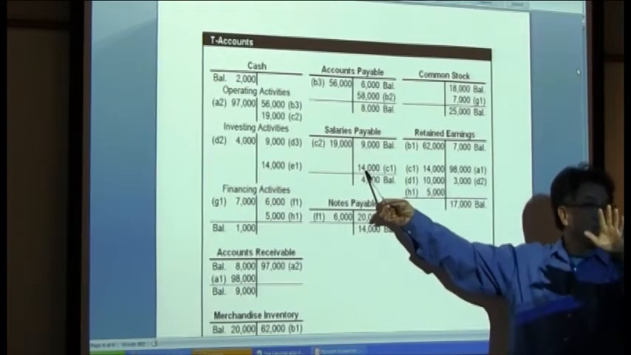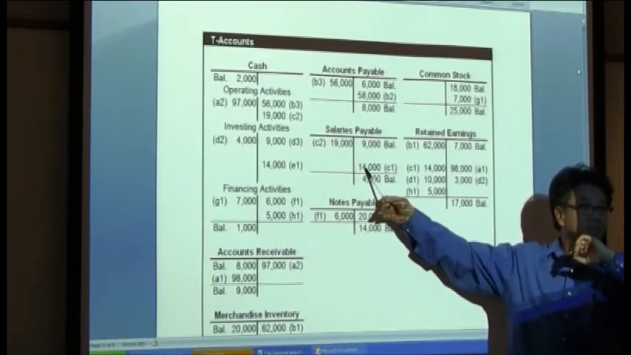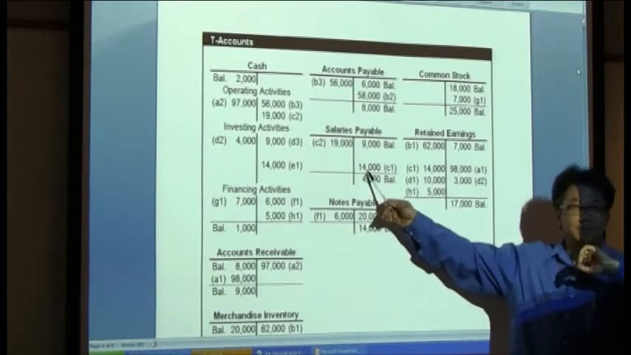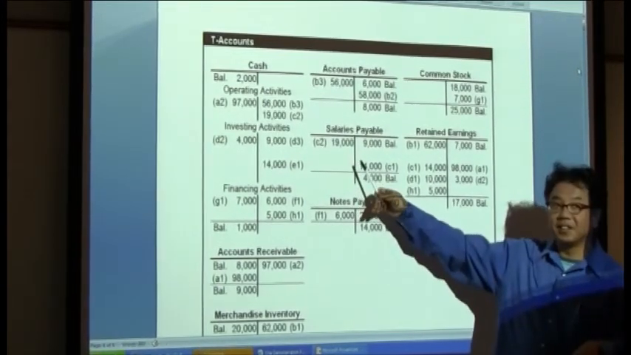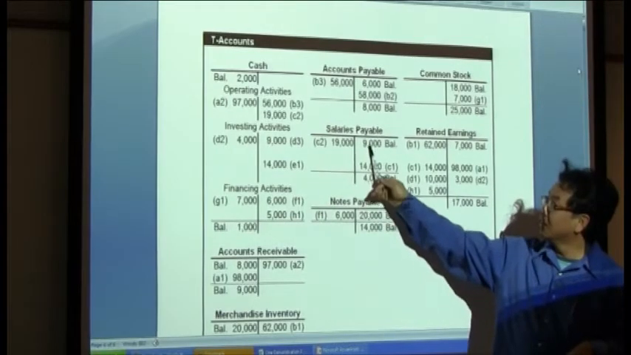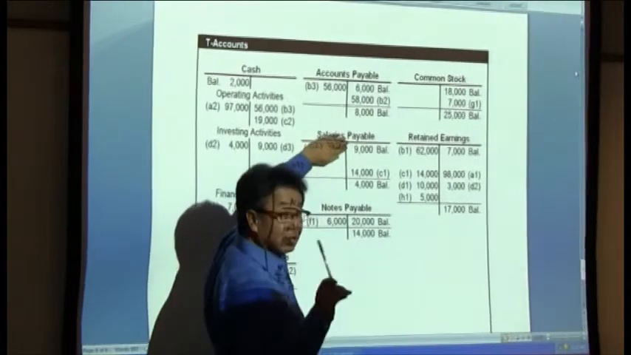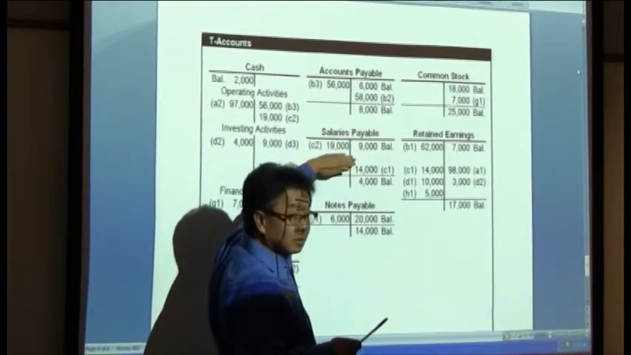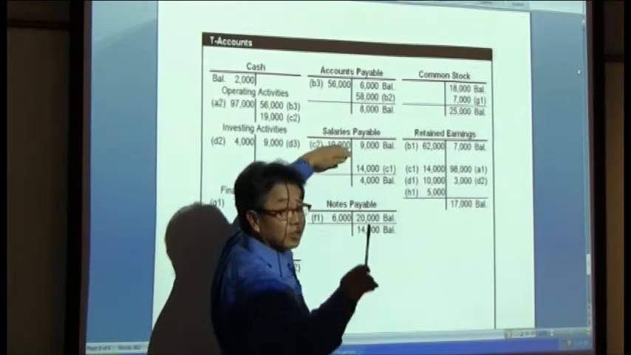Did I lose anybody? Did I lose you, Edmund? So what's the missing piece then? Now look at this, right? Mathematically, what's the missing piece? Salaries payable what? Debit or credit?